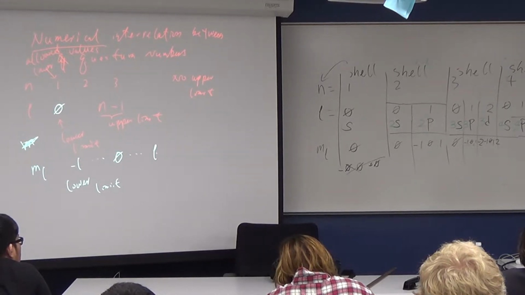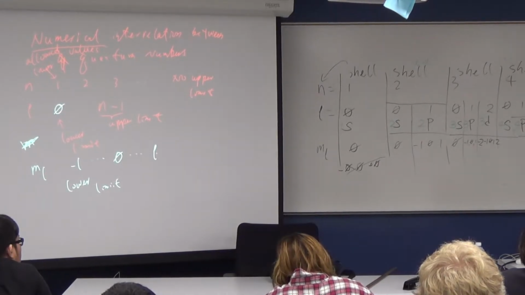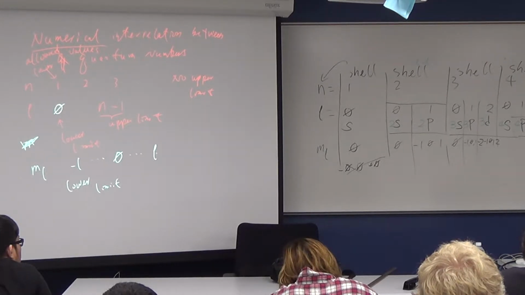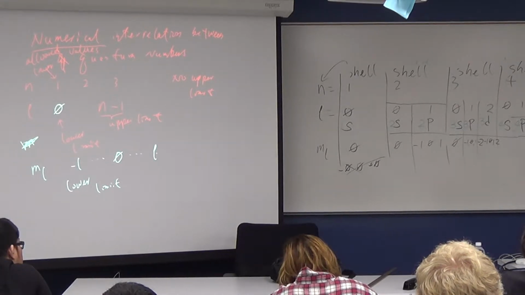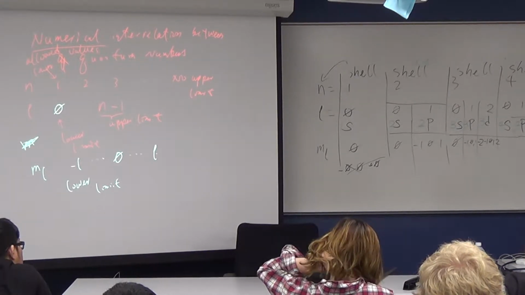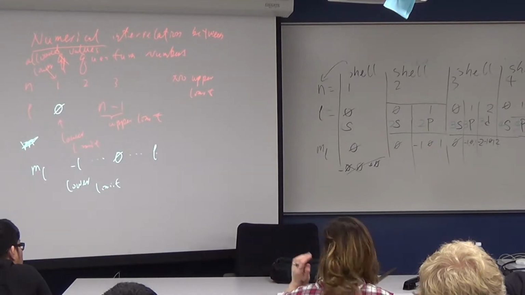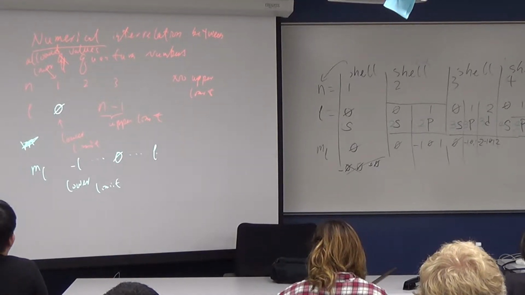I think that's the F type. But it's getting more and more complicated. So I think those numbers tell you how many you have.